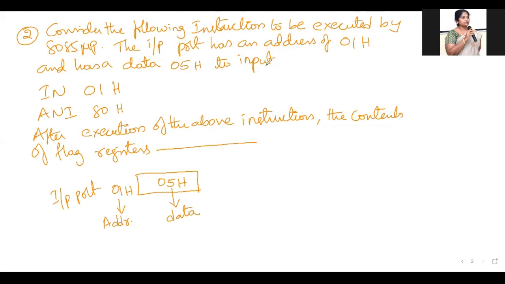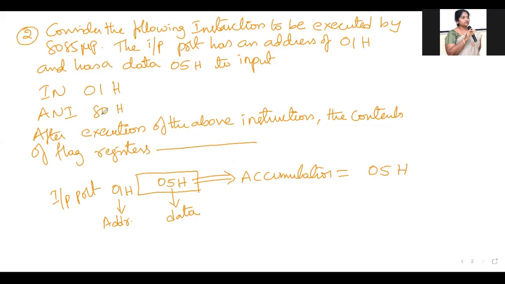Now, what is the operation performed by IN 01 hexa? That means 01 hexa is the input port. That input port will be identified, and the data contained in this input port is transferred to the accumulator. So the accumulator has 05 hexa.